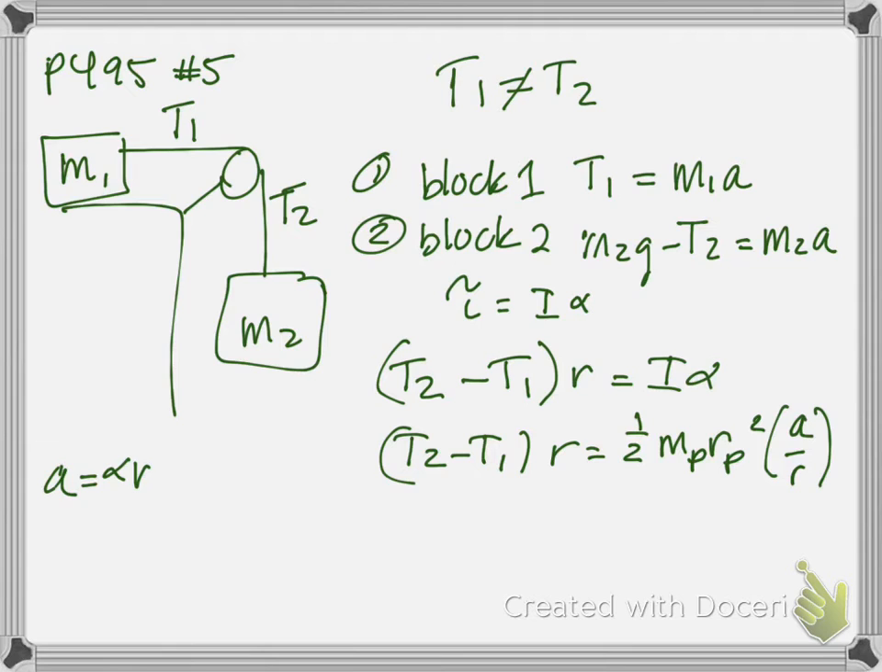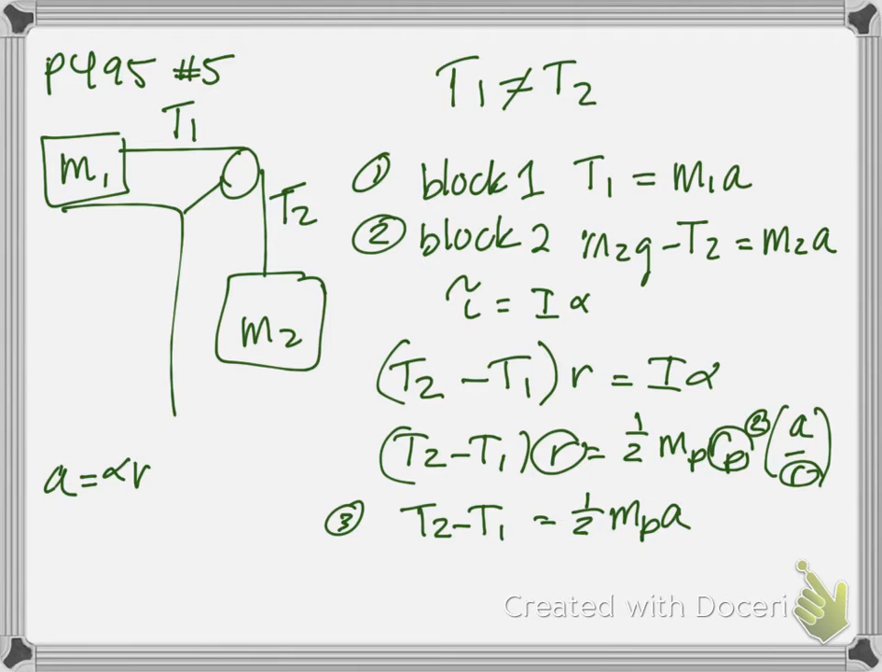So doing a little bit of algebra here, T2 minus T1, this R and one of these R's can cancel, and then this R and this R can cancel. So we get 1/2 the mass of the pulley times acceleration. I know that I've gone back and forth between R sub P and just R, but there's only one radius here, so I apologize for being a little sloppy there.